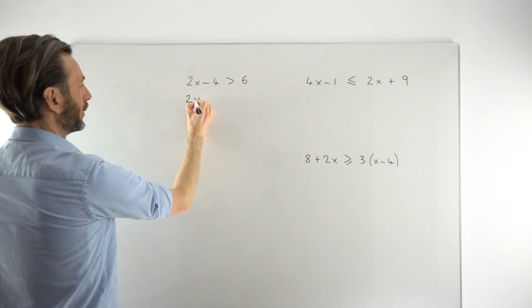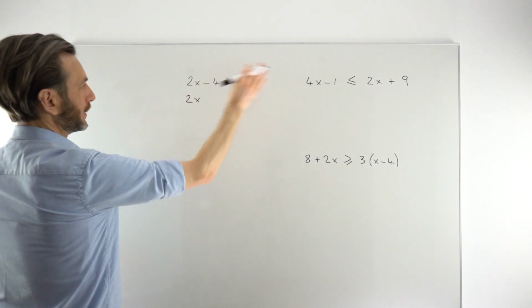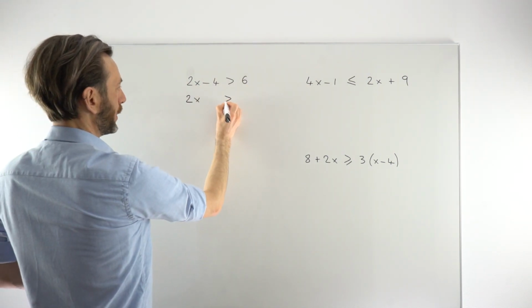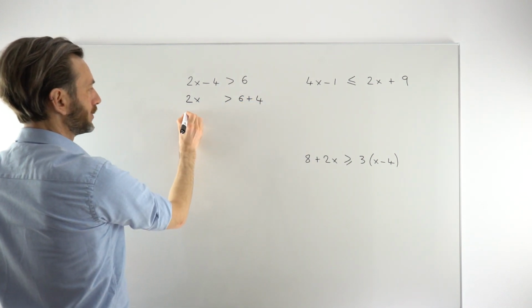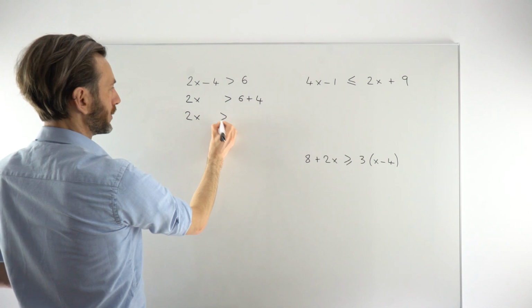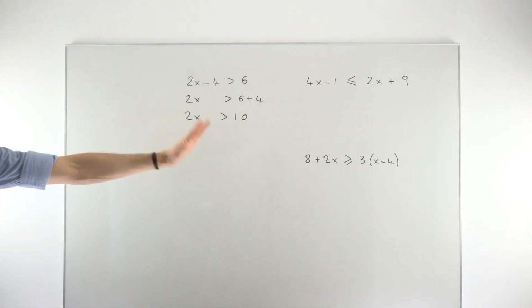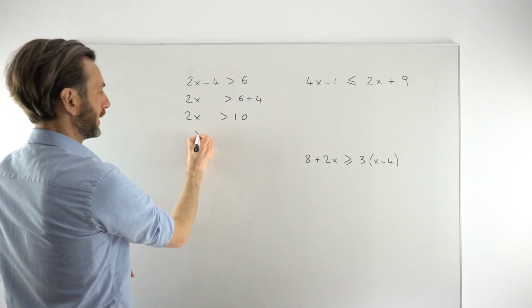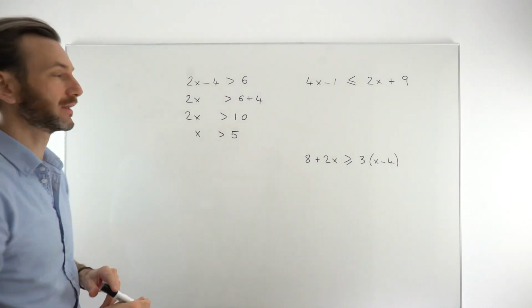So we're gathering them on the left. That is keeping it positive anyway, so that's fine. We're going to move the -4 to the right, so it works just like an equation. That will become a +4. So 6 plus 4. So we've got 2x is greater than 6 plus 4 is 10. Just the same thing as an equation, divide both sides by 2, and we get x is greater than 5. And that is a solution to that inequation.